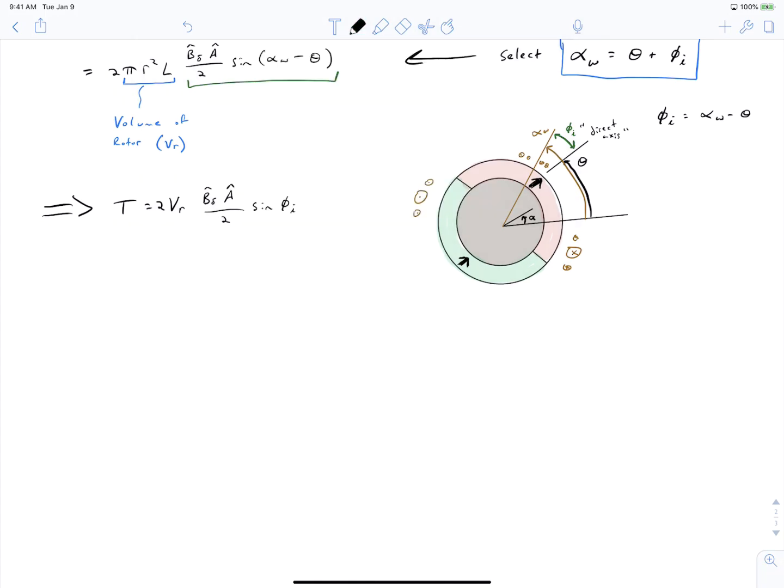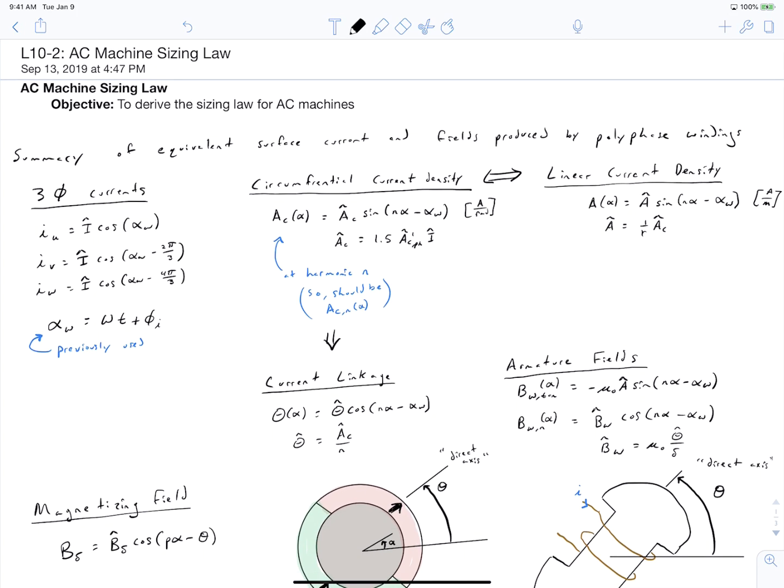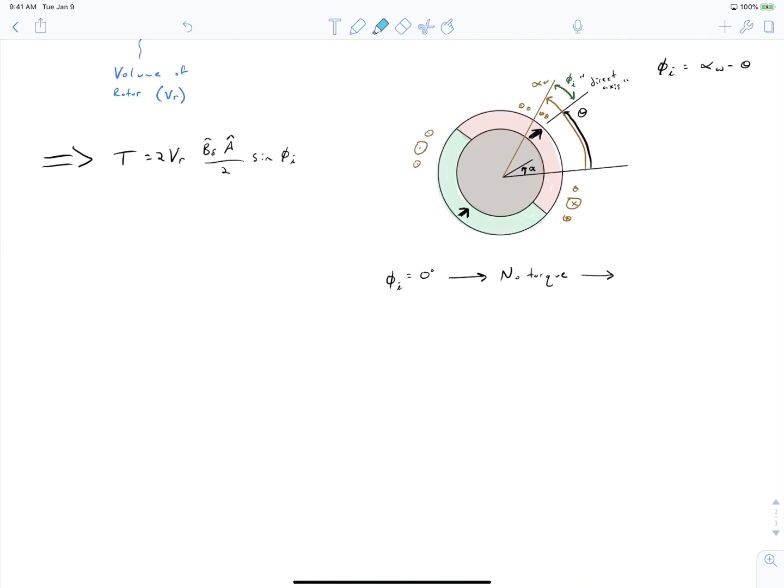And we can write down some observations about this from a motor drive's perspective. When phi I is equal to 0 degrees, the sine of 0 degrees is 0, so that means we create no torque. And if phi I is 0, that means that our current is the cosine of our rotor angle. Alpha w equals theta when phi equals 0. And that corresponds to a direct axis motor current. That would mean that alpha w would be aligned with theta.